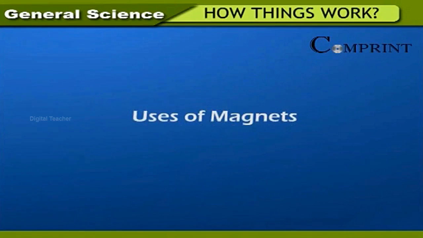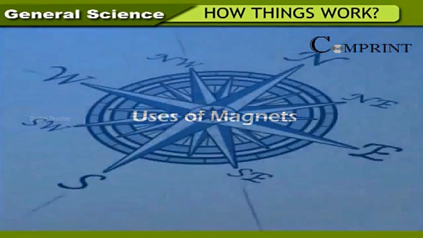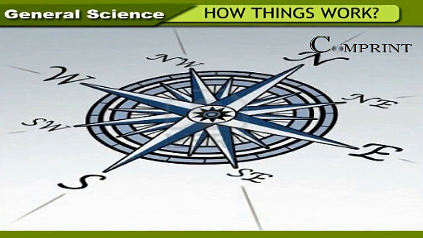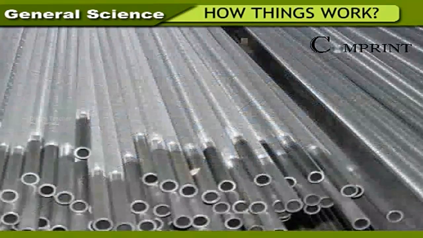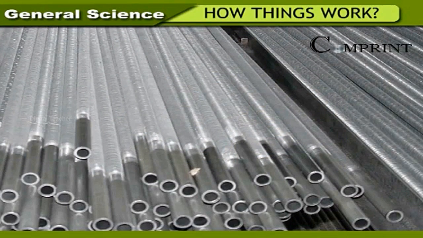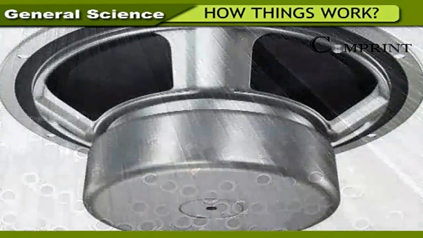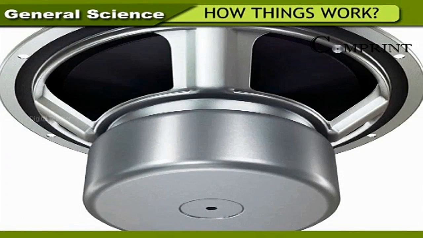Uses of magnets. One. Freely suspended magnet always indicates north and south directions of Earth. This direction property is used in making compass, which is used in the ships to find directions. Pure stainless steel is not attracted by magnet. This quality of stainless steel can be checked with a magnet while buying. Magnets are used for making speakers of radios, tape recorders, and TV.